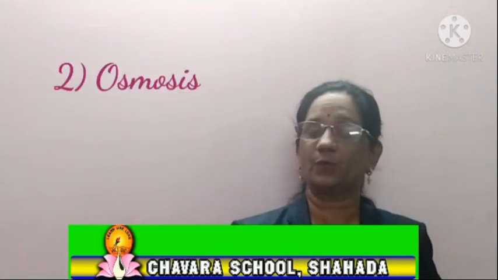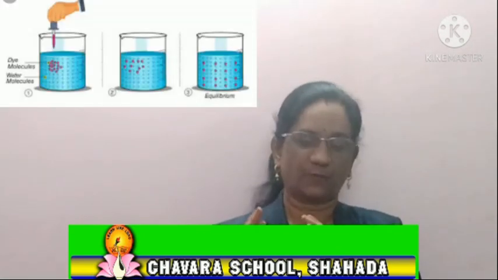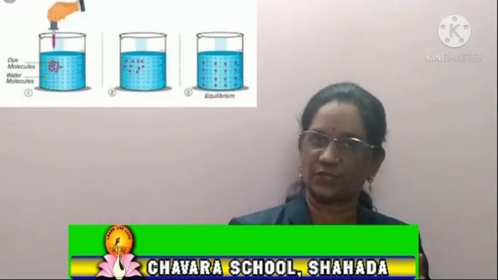The second movement is osmosis. Osmosis is the movement of water molecules from its higher concentration to lower concentration through the semi-permeable membrane. And you have learned the semi-permeable nature is seen in the cell membrane of the plant cell. Now, the third movement of molecules is the active transport.